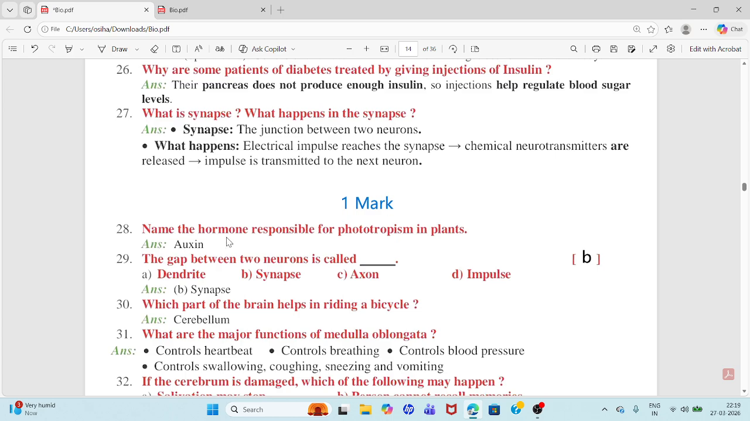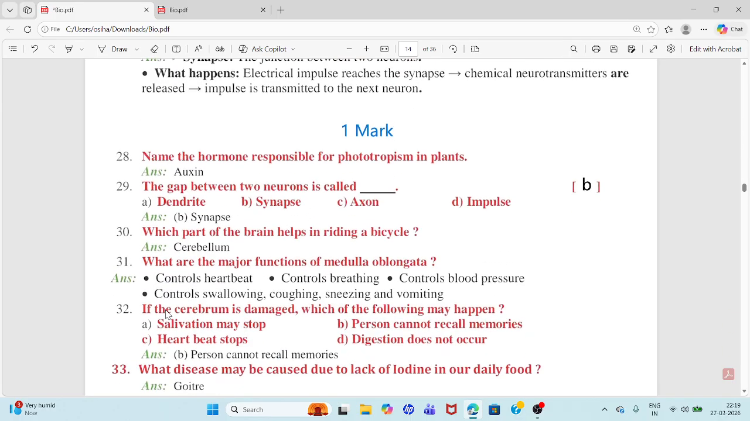One more question. Name the hormone responsible for phototropism in plants. Answer is auxin. 29. The gap between two neurons is called synapse. Just now we have learned, okay, the junction between two neurons. This gap between two neurons is called synapse. Question 30. Which part of the brain helps in riding a bicycle? It is cerebellum.